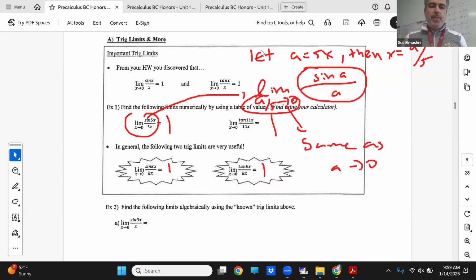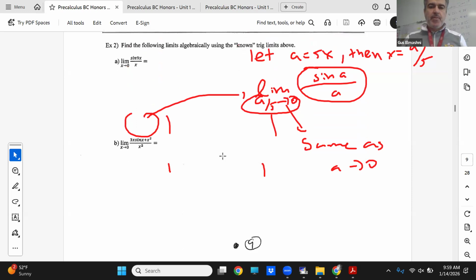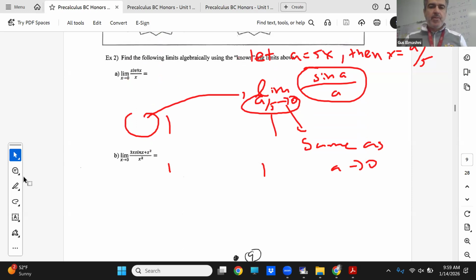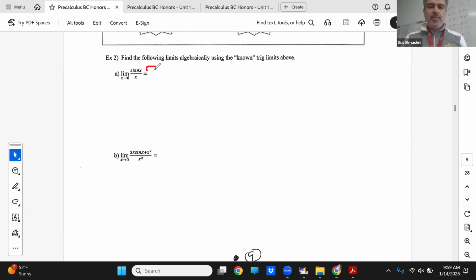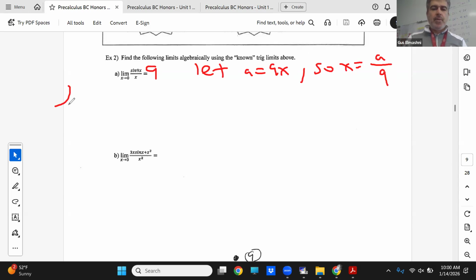However, it gets a little bit different for these here. I'm just going to tell you right now the answer is 9. Now, why is that 9? Well, I could graph it, but I'm going to do the same exact thing. I'm going to let a equal 9x, so x equals a over 9. So I'm taking the limit.